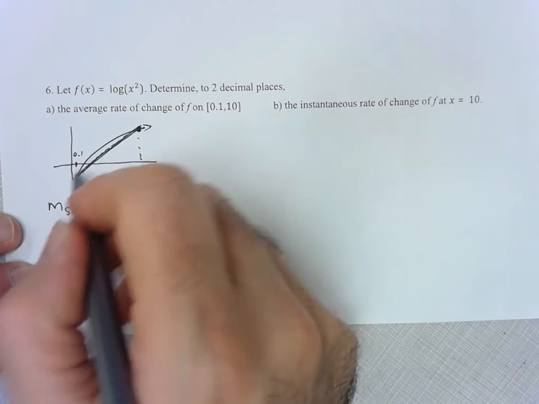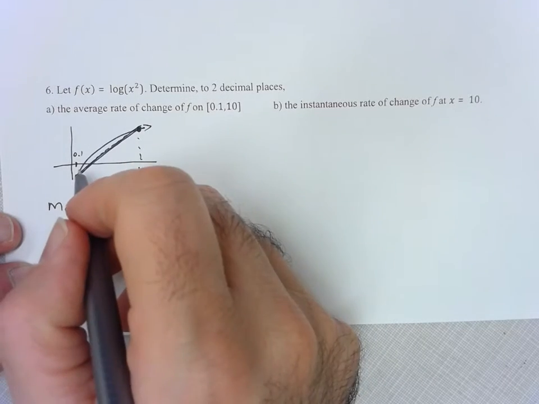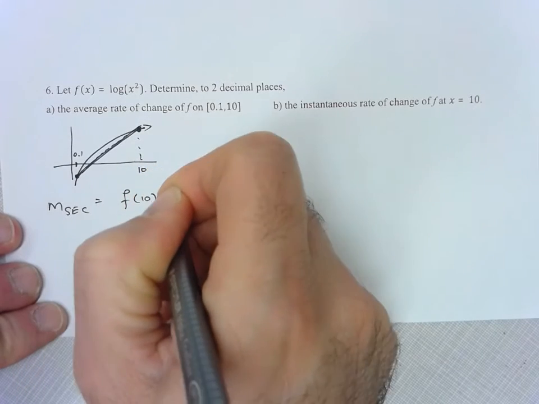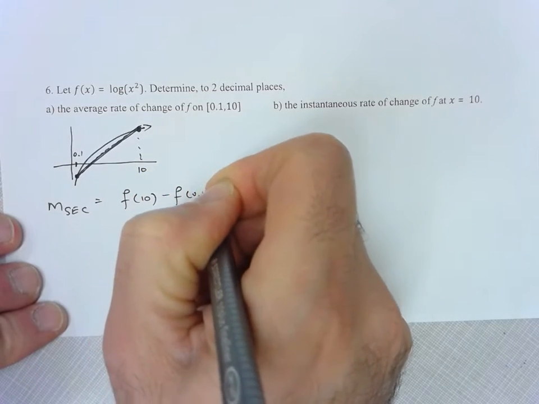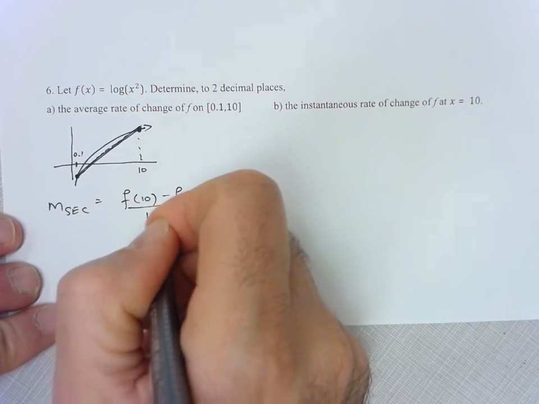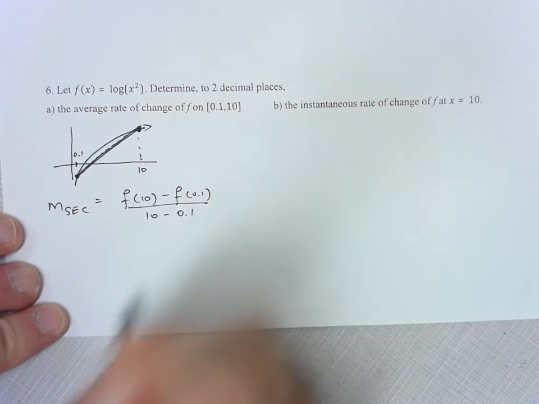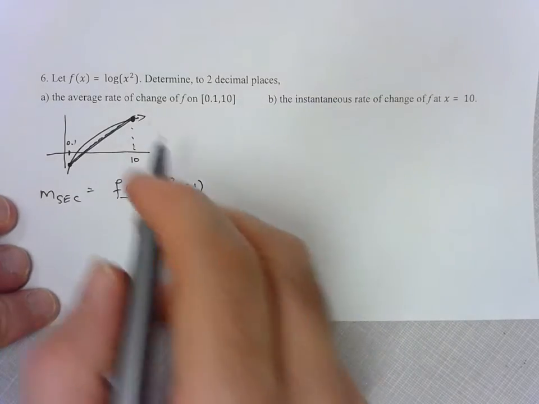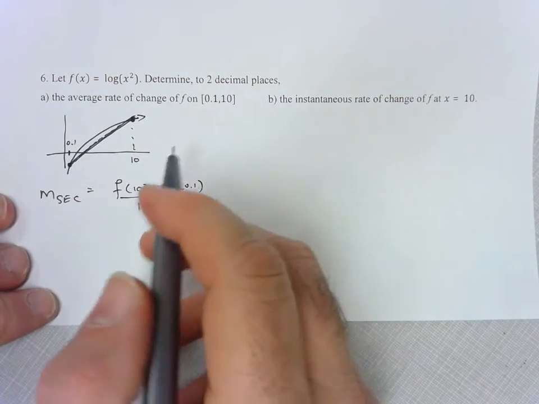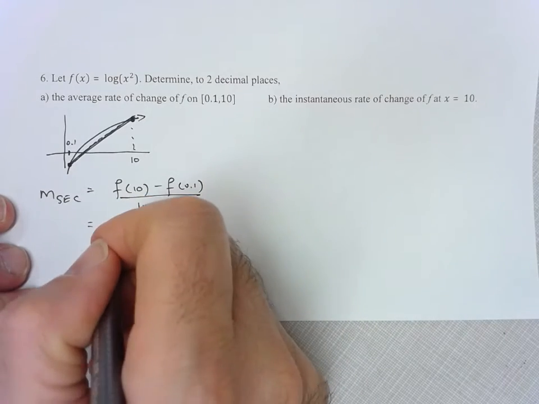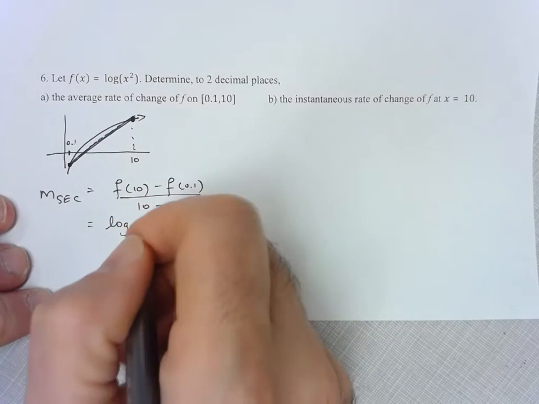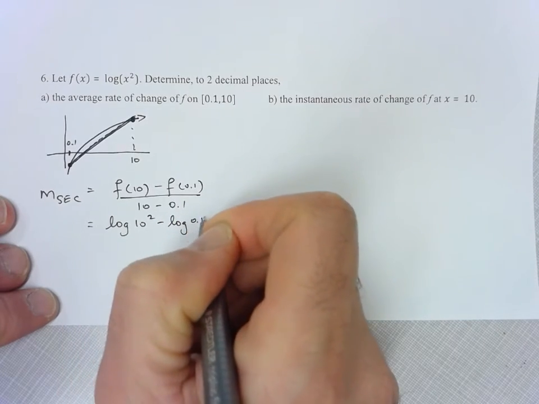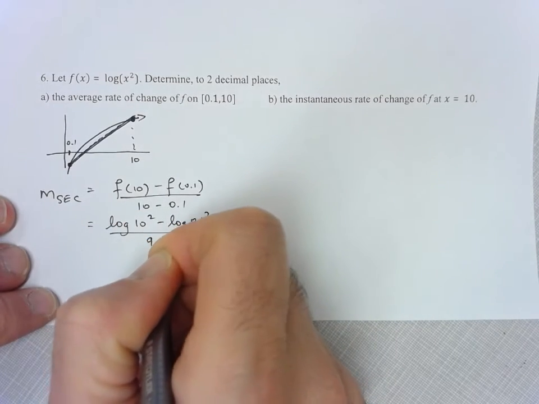So to find the slope of this line, it's just y2 minus y1 over x2 minus x1. So you're just finding f at 10 minus f at 0.1 over the difference of the x values, 10 minus 0.1. Now they are asking for an approximation, so I could just stick this into my calculator, but these are actually pretty nice numbers because this is log of 10 squared minus log of 0.1 squared, over 9.9.